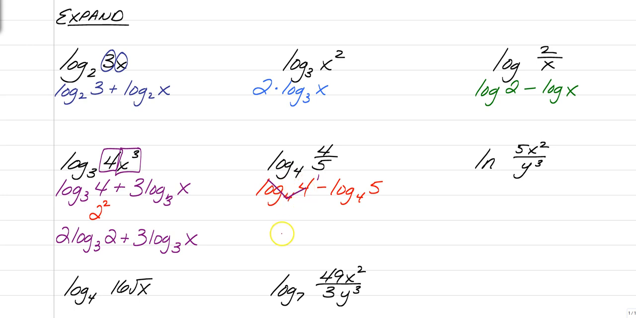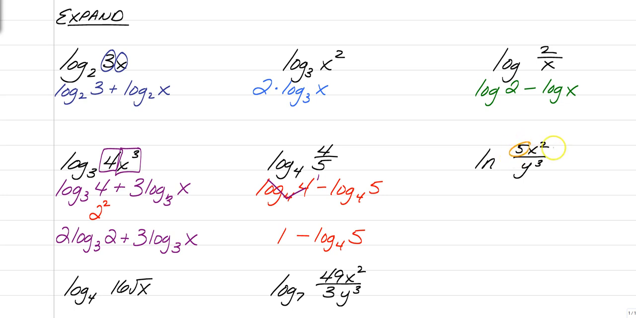So log base 4 of 4 is 1 minus log base 4 of 5. Now that one is done. So again, you got to always make sure that you are simplifying as far as you possibly can. Last one in this row.